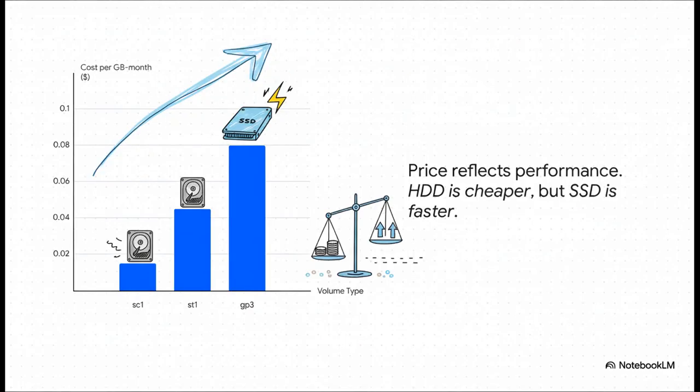And this chart, this really drives home that cost versus performance trade-off. Just look at SC1 on the left. It's incredibly cheap. We're talking a little over a penny per gigabyte. Then as you move up to ST1 and then to GP3, yeah, the price goes up, but so does the performance. The cost really does reflect the value you're getting out of it.